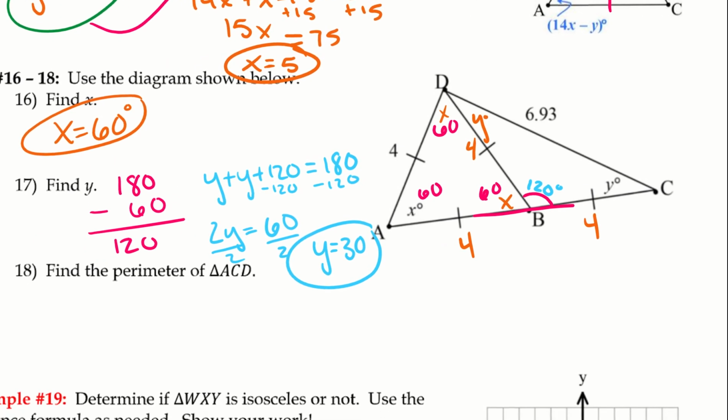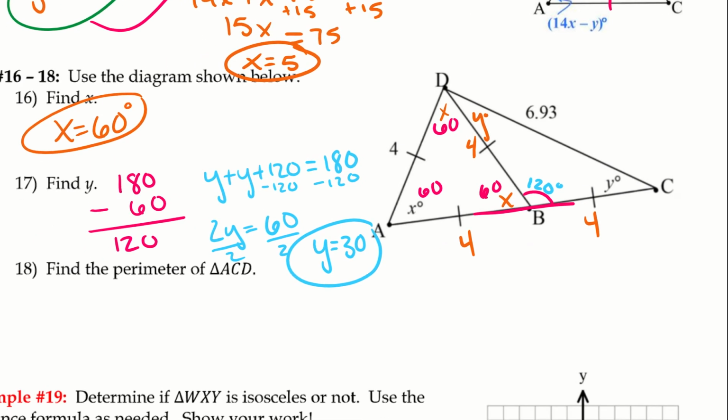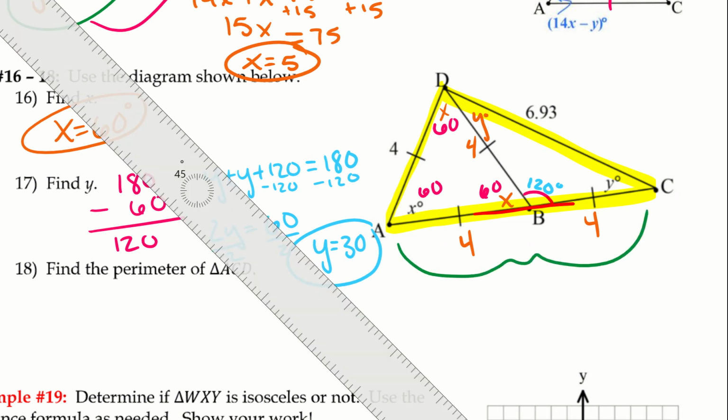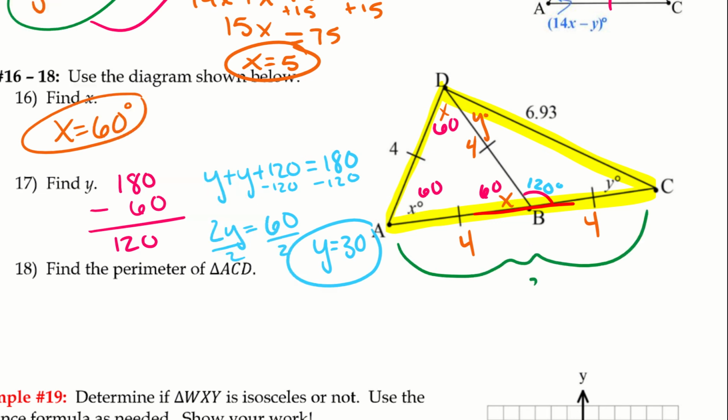Okay, so then we want to find the perimeter. So the perimeter is the outside of this whole triangle, and we know all the parts. We just have to add all the numbers together. We do just have to remember that here is 4 plus 4, so this whole side is 8. So I have 4 plus 8 plus 6.93, which gives me 18.93.